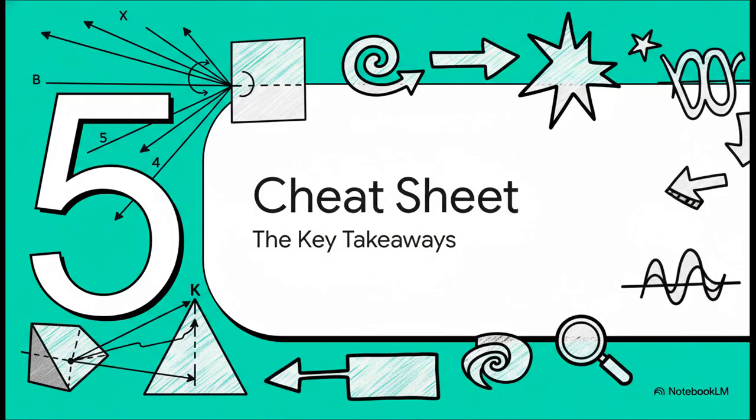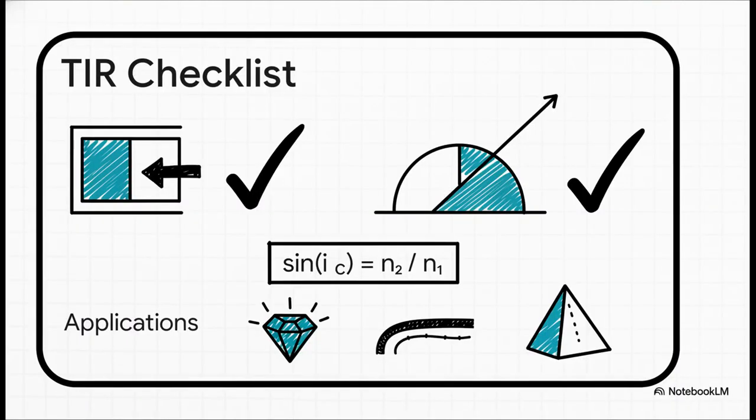All right, we have covered a ton of ground, so let's just boil this all down into a quick cheat sheet with the most important things to remember. So to recap, there are two absolute must-haves for total internal reflection. Condition 1, light has to be going from a denser to a rarer medium. And Condition 2, the angle it hits the surface at has to be bigger than the critical angle. We can find that magic angle with the formula, the sine of IC equals N2 over N1.